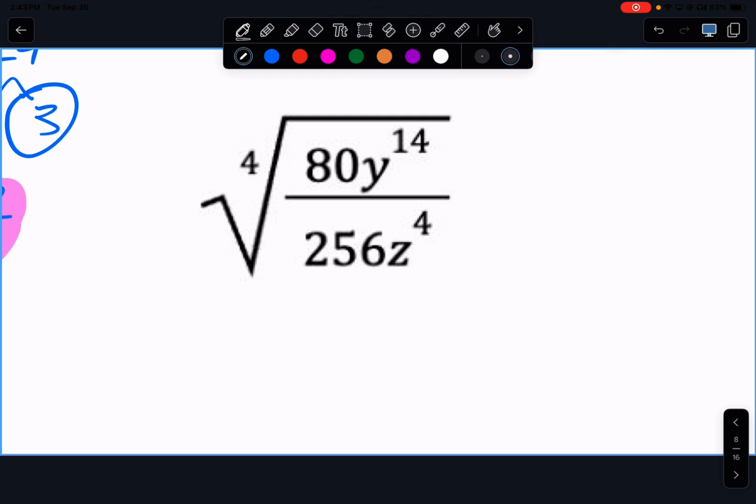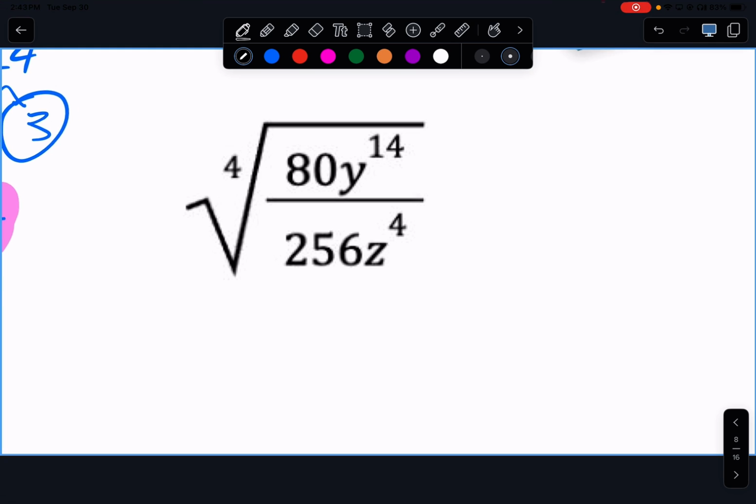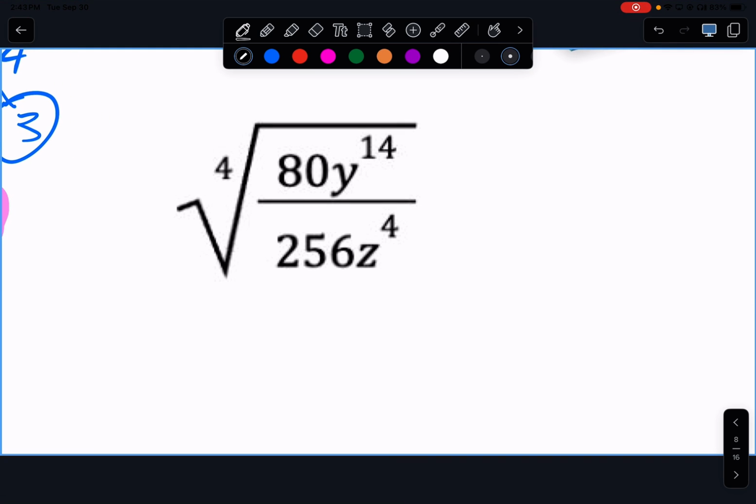Okay, can we break that 80 up? Yep, what can we break it into, Dylan? Yep, 2 times the 4th root of 5. Okay, so I'm going to put a 2 outside.